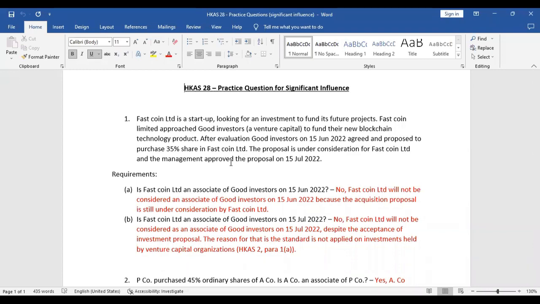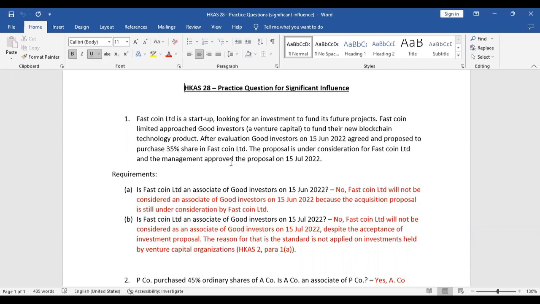In this question, I'm trying to highlight the importance of dates in financial reporting. When you are dealing with financial accounting, it's very, very important to pay attention to dates. There are 2 dates involved here: 15th June 2022 and 15th July 2022. On 15th June 2022, the venture capitalist agreed that they will invest and purchase 35% of equity in Fastcoin, but it was not approved until 15th July 2022. So these are 2 different dates.